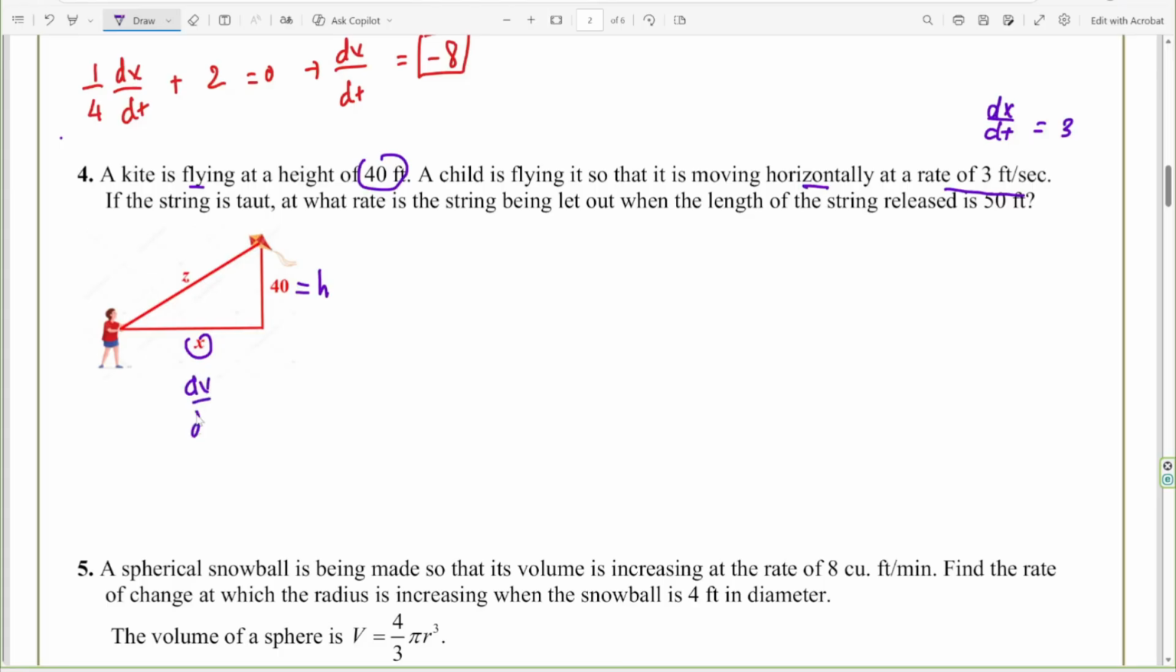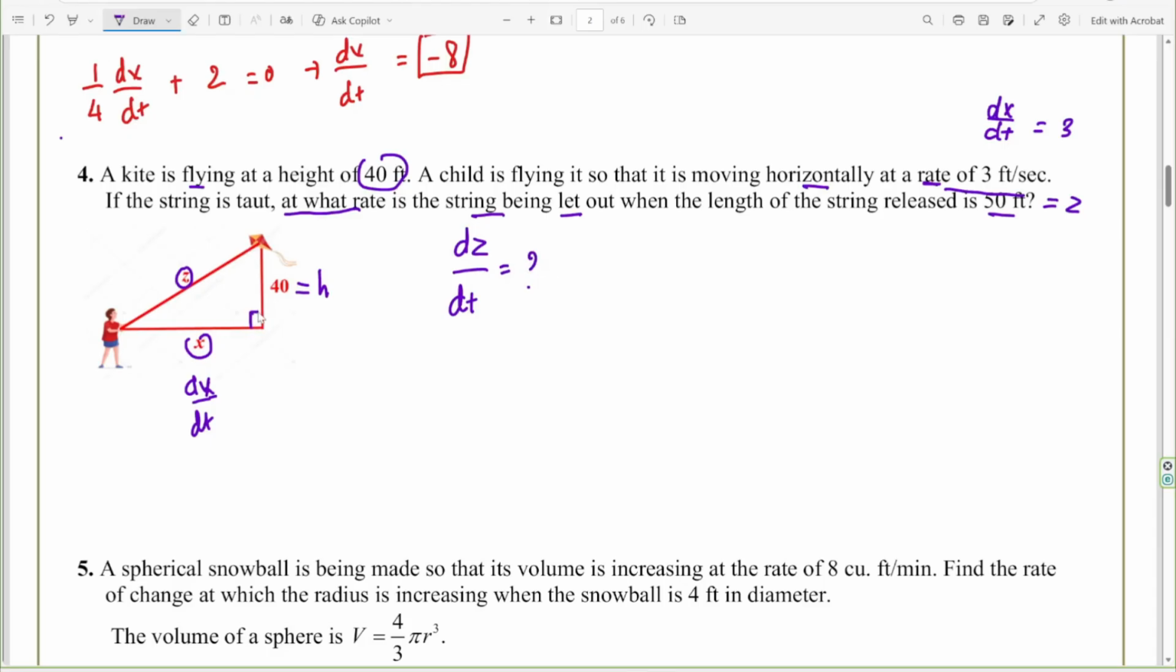Now, if the string is taut, at what rate is the string being let out when the length of the string released is 50 feet? So this one is z, right? z right here is the string, right? The question asks you at what rate is the string being let out, which means dz/dt equals how much, right?